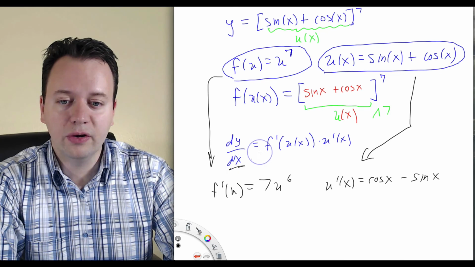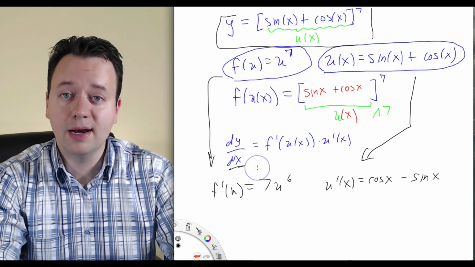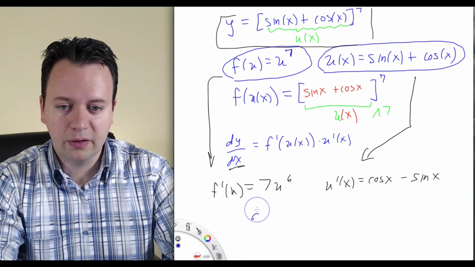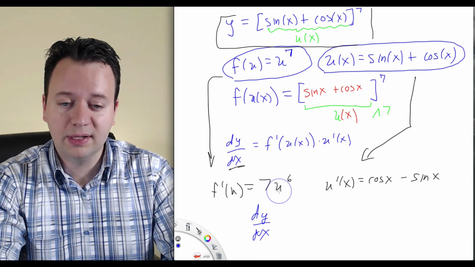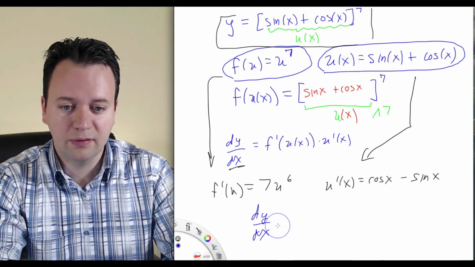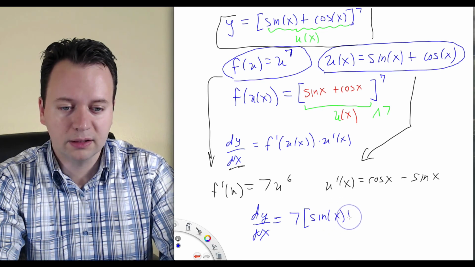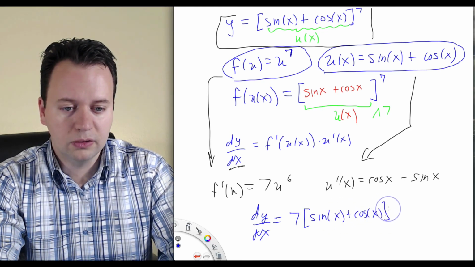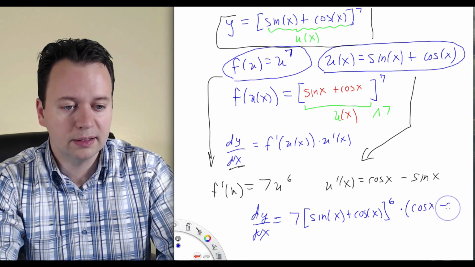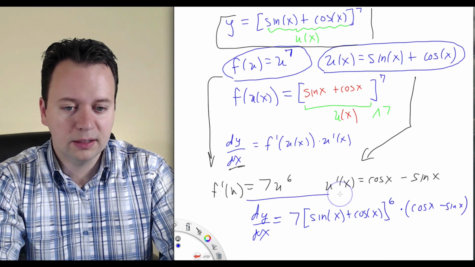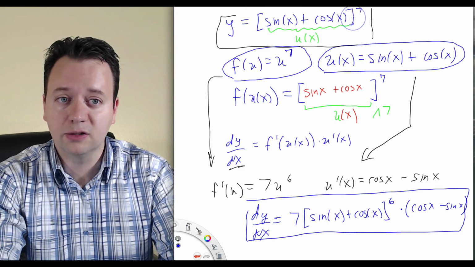So to find the derivative of our original function up here, it's literally just f prime evaluated at u of x. So let's write our final answer, dy dx. So it's f prime evaluated at u of x. So we take this u and replace it with sine of x plus cosine of x. So we get 7 times u of x, sine of x plus cosine of x to the 6th power, and then times the derivative du dx. So times cosine of x minus sine of x. So this is the derivative of sine of x plus cosine of x to the power 7.